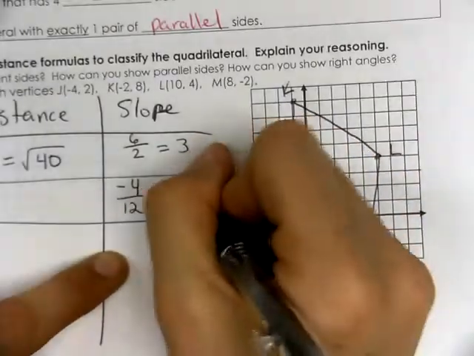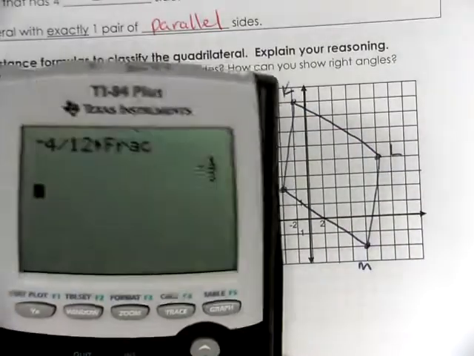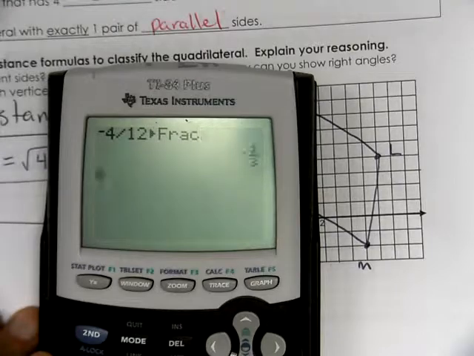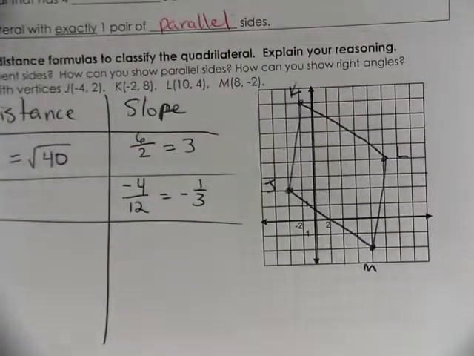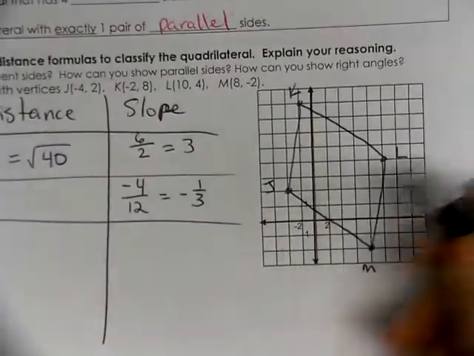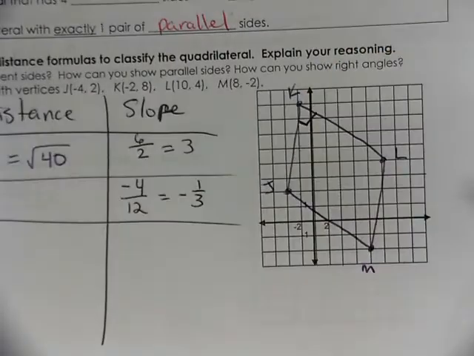-1/3. If you can't reduce it in your head, remember what you can hit in your calculator? Hit the math button, fraction. Okay. Do you see how these are opposite reciprocal slopes? So really, angle K is a right angle, even though it doesn't look like it.